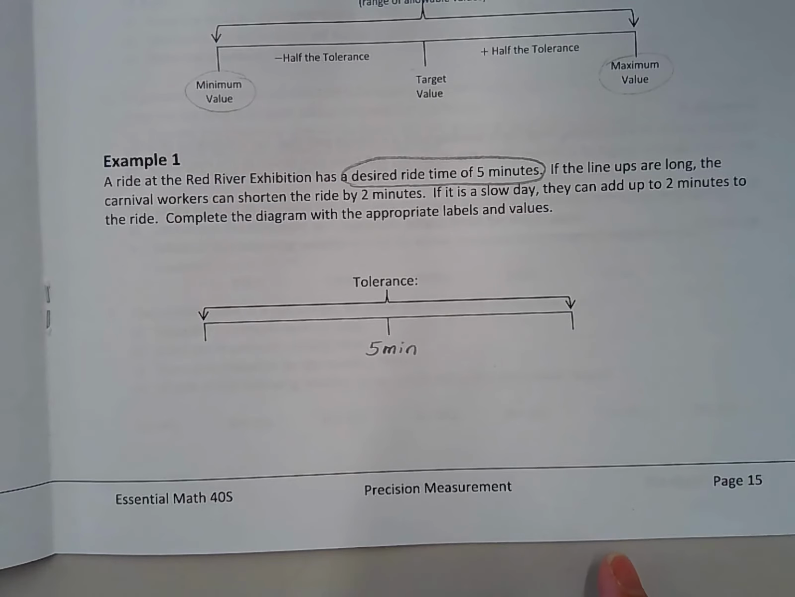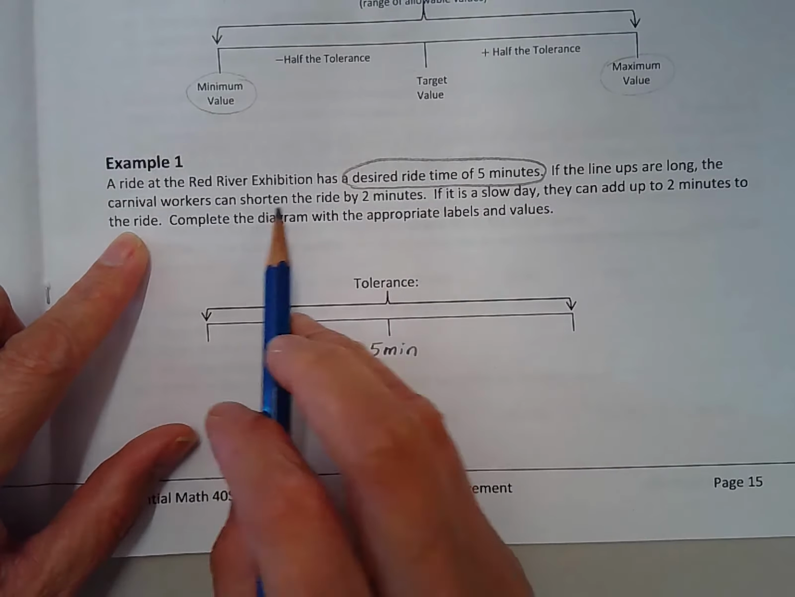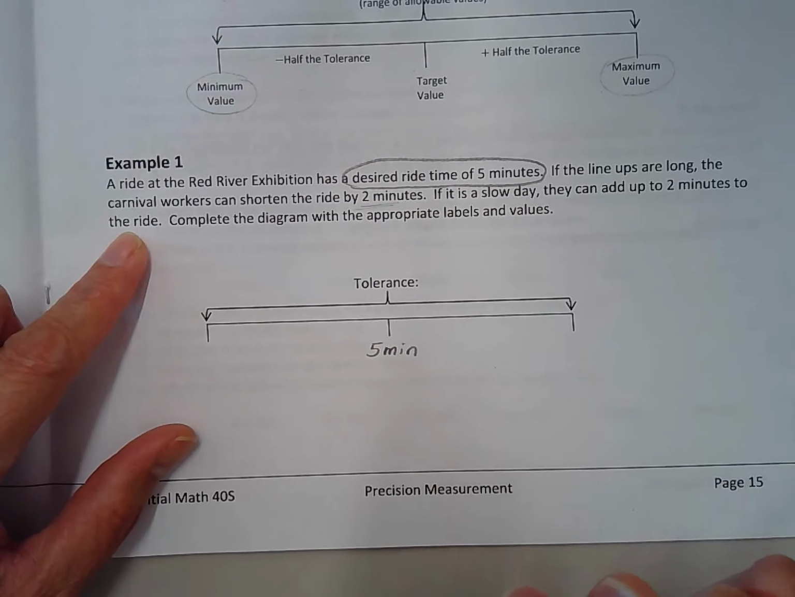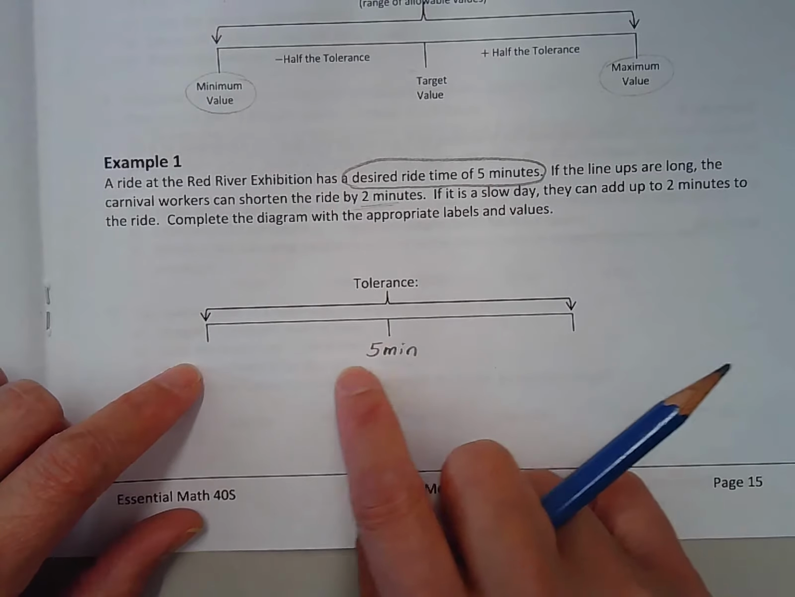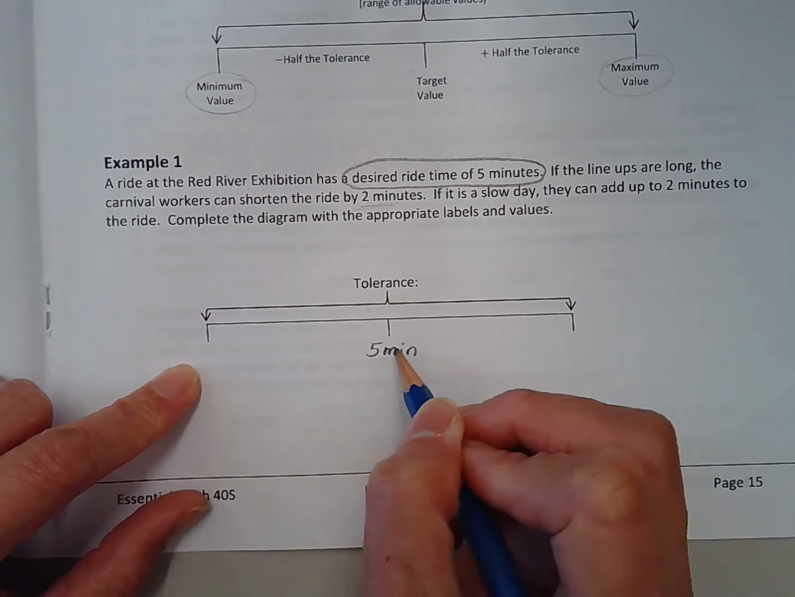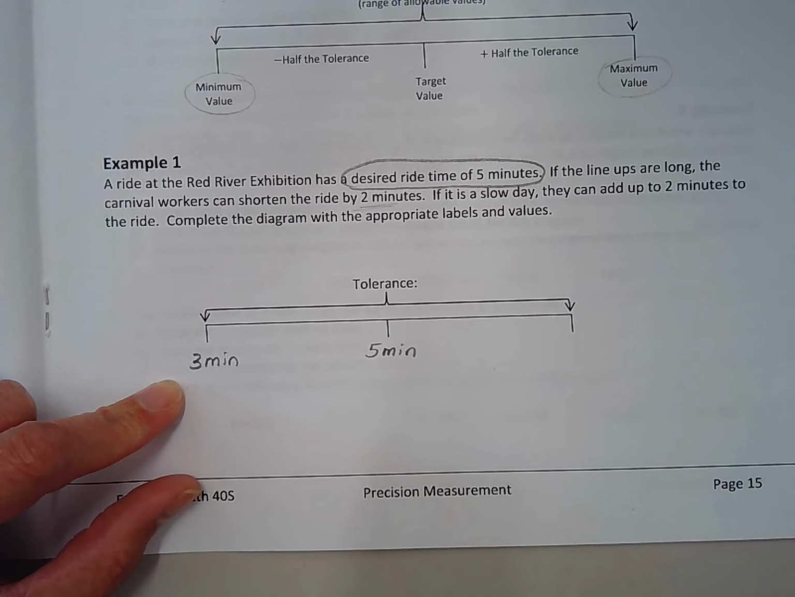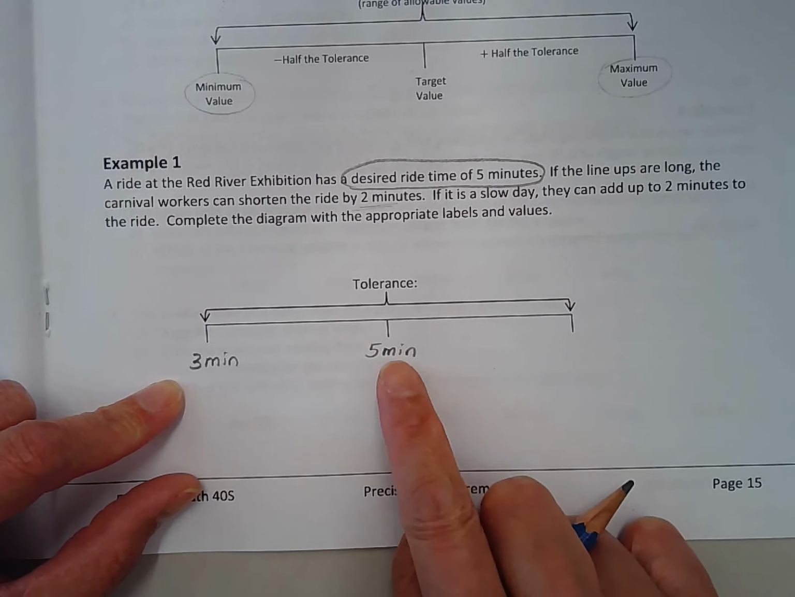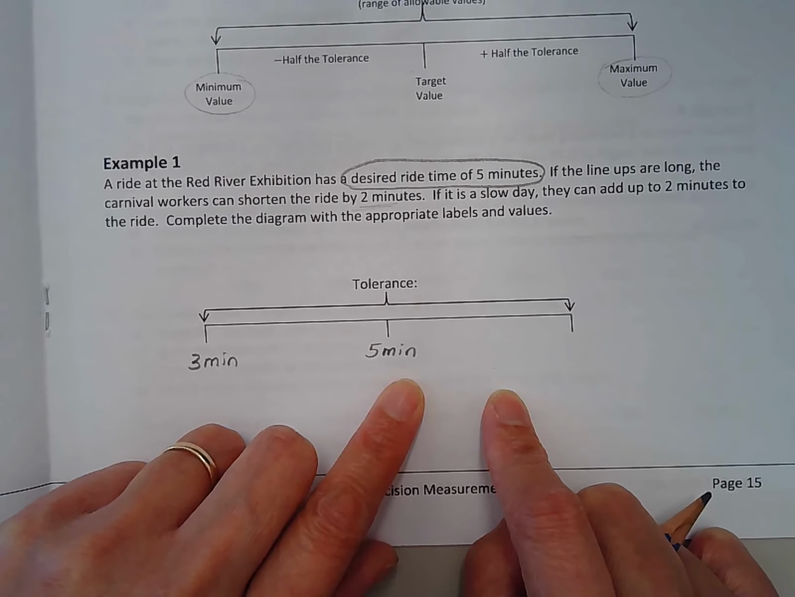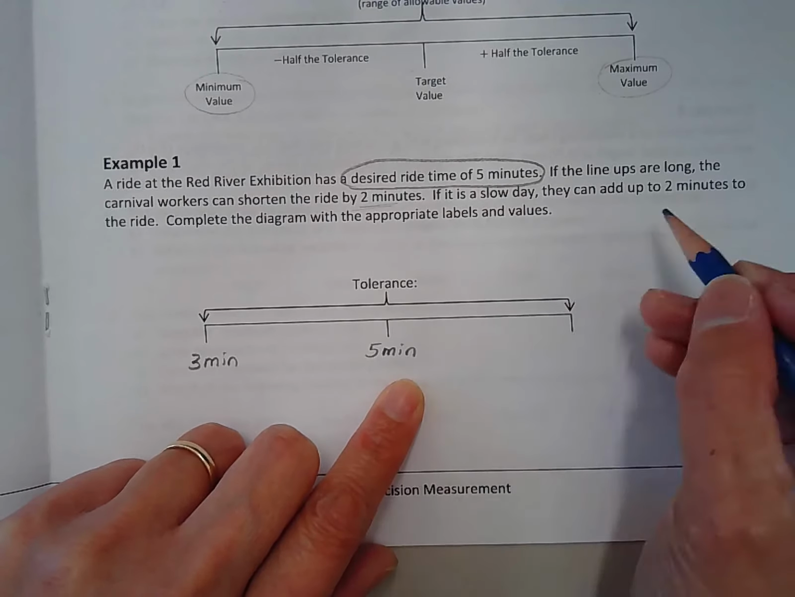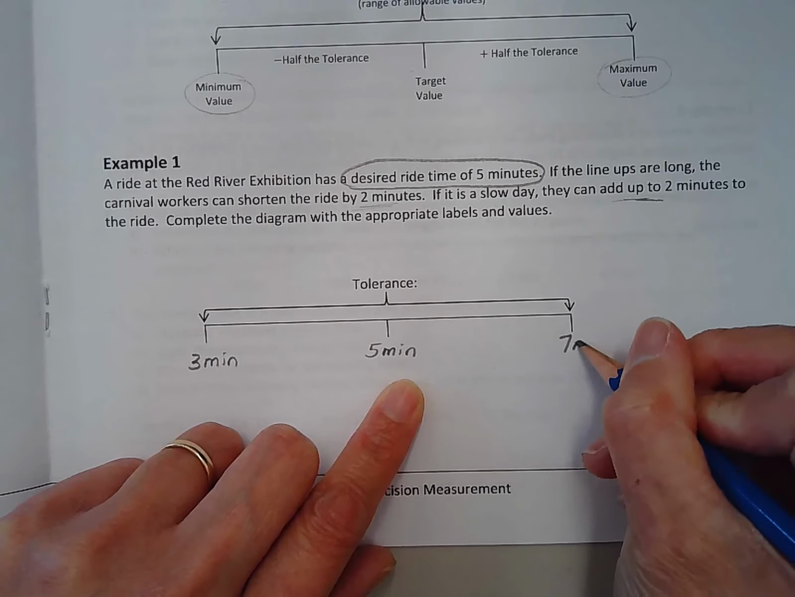Now, if it's busy, then they're going to shorten the ride by 2 minutes. So what are they going to do? Shorten the ride by 2 minutes. That would be minus 2, so that's going to give us 3 minutes. And then if it's a slow day, they could add up to 2 minutes, so that's going to be 7 minutes.